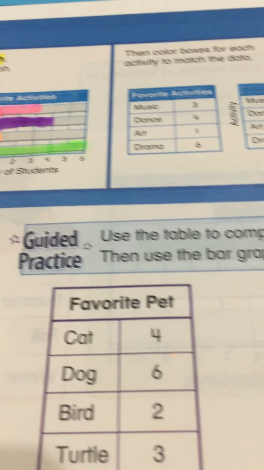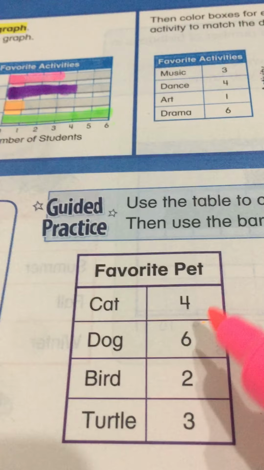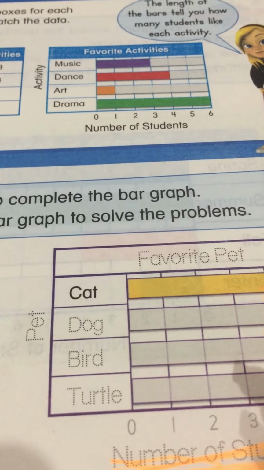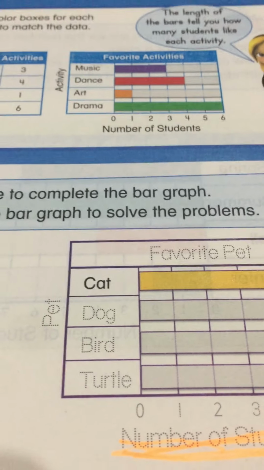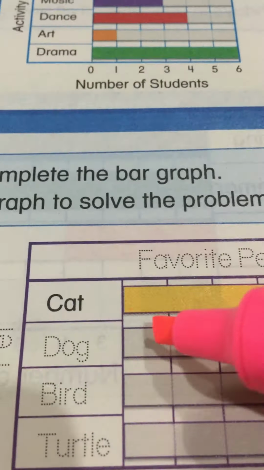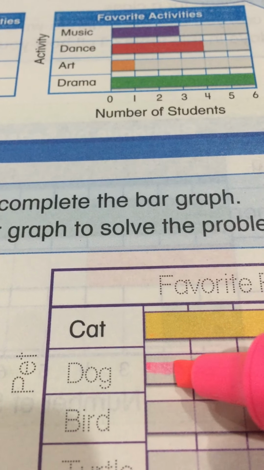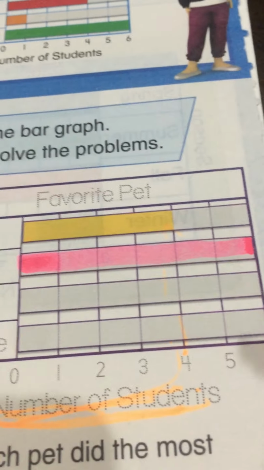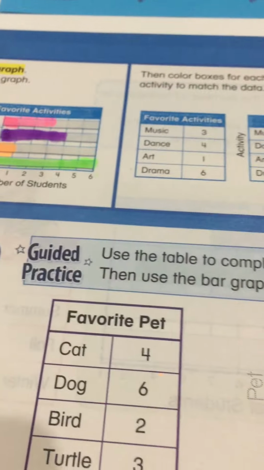Okay? So now we have dogs. How many students like dogs? I have 6 students. Then we will draw a bar from 0 up to 6, which is the last number here. So let's draw it together. Start from here, go up to 6. This is how many students like dogs.